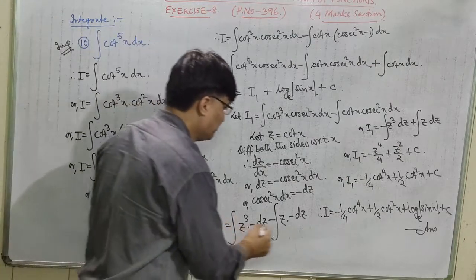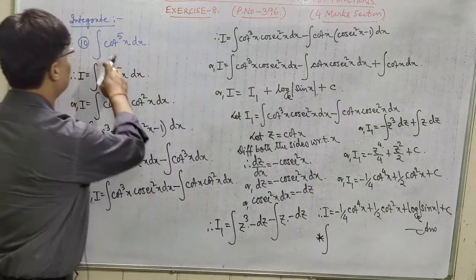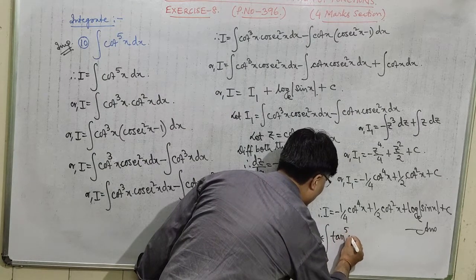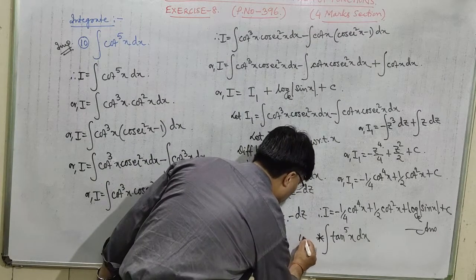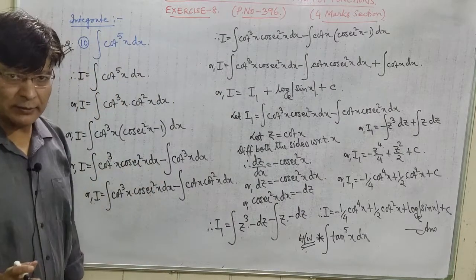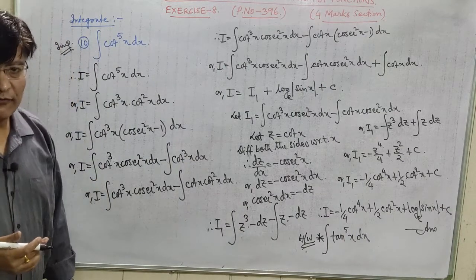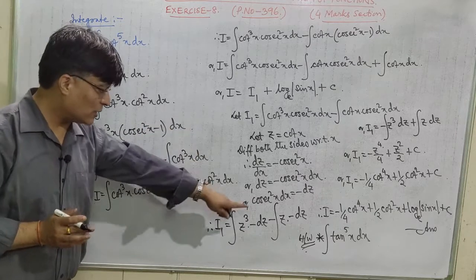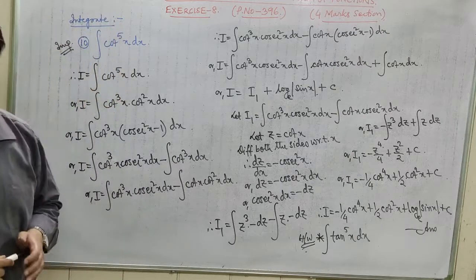Similarly, you can do this problem. You can evaluate this integration, that is integration of, instead of cot, there may be tan. So integration of tan to the power 5 x dx. You can do this problem at home. So this is your homework. Similar method may be used for integration of tan to the power 5 x dx. So you can copy it. That is your homework.